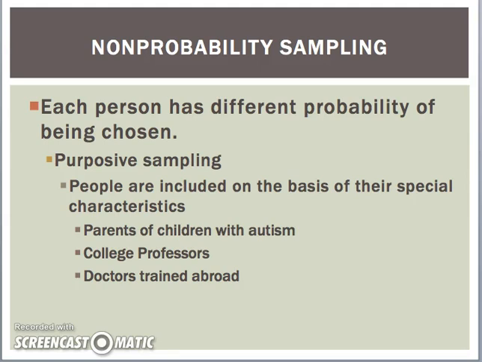So this is non-probability sampling. You can't generalize to all children, all parents of children with disabilities if I'm only using children with autism. I can't refer to all teachers if I've only used college professors. I can't refer to all doctors if I'm surveying doctors who were trained abroad.